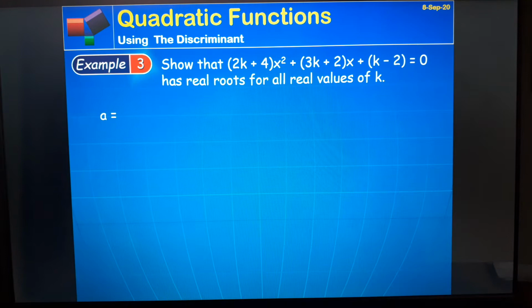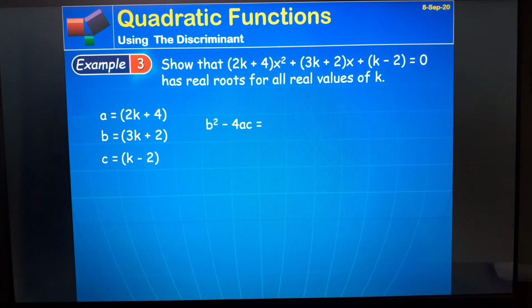We're trying to show in the end that something about this is going to make us realise that this must have had real roots. So we don't make it equal to anything or greater than anything or less than anything. We're just going to start off with the discriminant and see where it leads us. So a is equal to 2k + 4, b is 3k + 2, c is k − 2. And let's put that into the discriminant now.